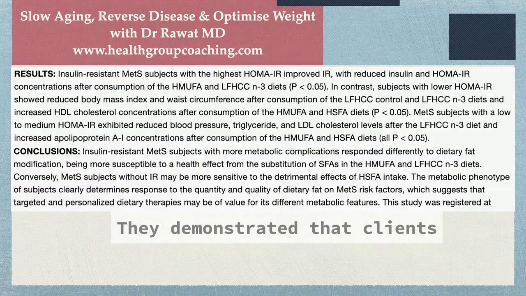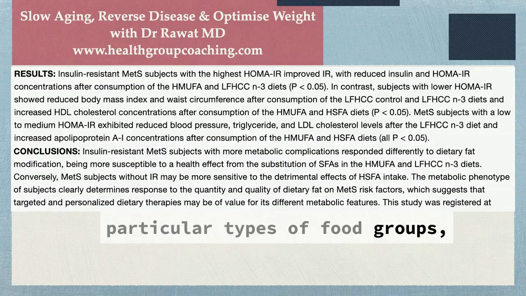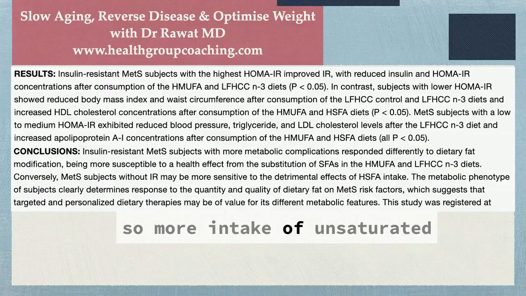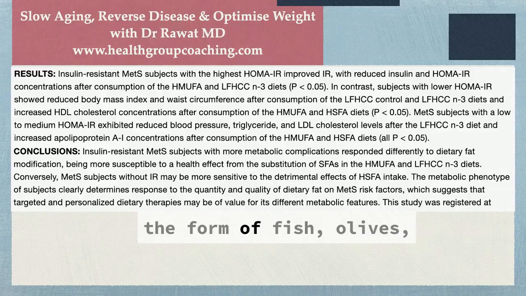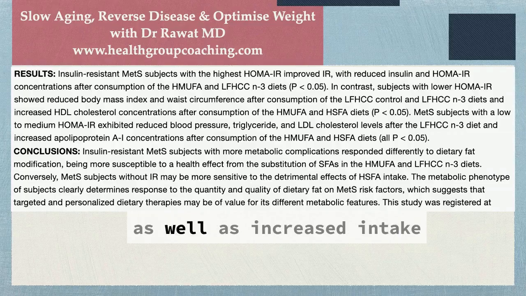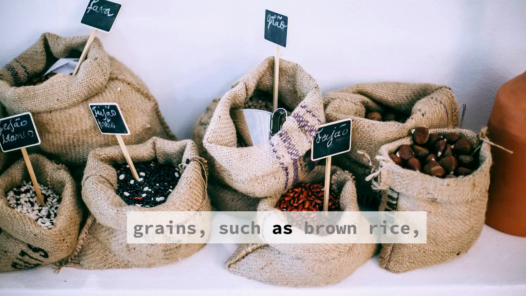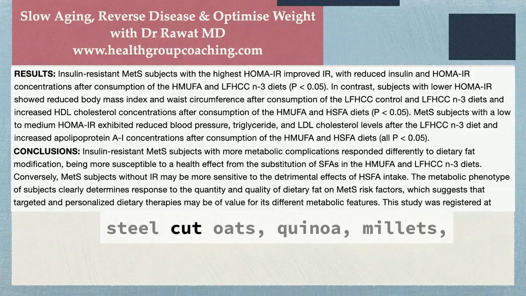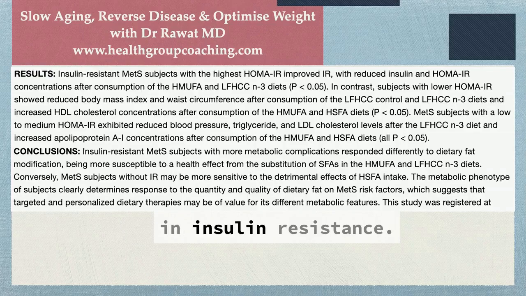They demonstrated that clients who had more intake of 2 particular types of food groups, so more intake of unsaturated fats, which would be omega-3 in the form of fish, olives, avocados, nuts and seeds, as well as increased intake of complex carbohydrates, which would be whole and intact grains such as brown rice, steel-cut oats, quinoa, millets, etc. These groups had a reduction in insulin resistance.